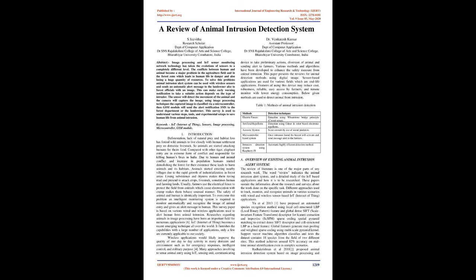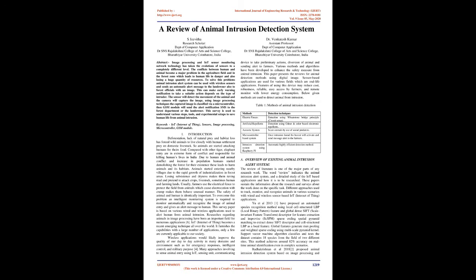The conflict between humans and animals has become a major problem in the agriculture field and in the forest zone, which puts human life in danger and also loses a huge quantity of resources. To solve this problem, an animal intrusion alert system can be used with wireless sensors, sending an automatic alert message to the landowner and to forest officials, with an image. This can make an early warning notification to take suitable action depending on the type of intruder.